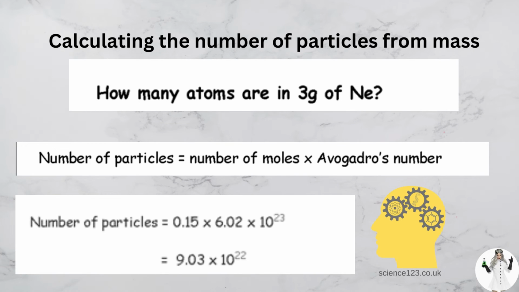Now we know the number of moles, we can go ahead with step 2 and calculate the number of particles, which is just the number of moles from step 1 multiplied by Avogadro's number.